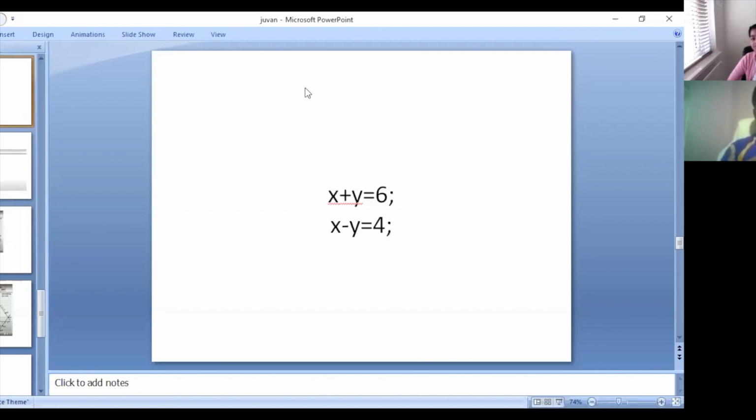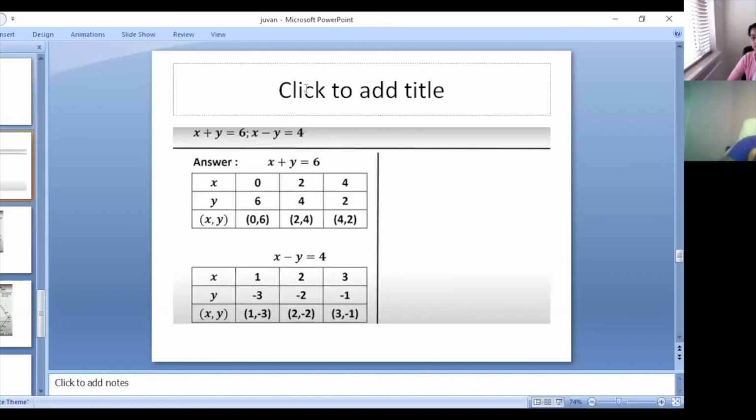So that we make a table, maybe plotting 3 values. When x equals 0, y equals 6. When x equals 2, y equals 4, so 2 plus 4 equals 6, and I've inverted the values here, 4 and 2. And just like that, we have the second equation, x minus y equals 4. So we find different values for x and y here too, and we plot the coordinates.